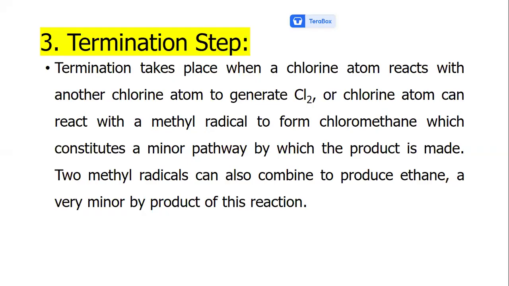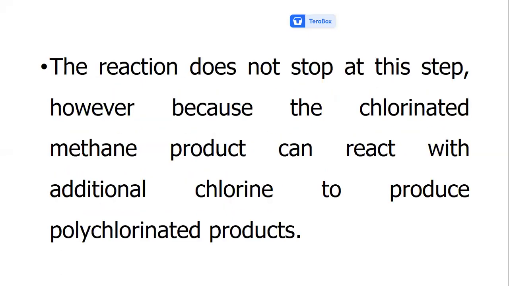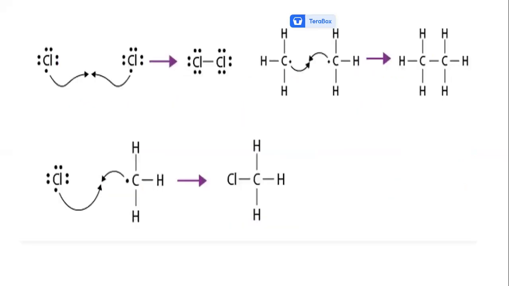Termination takes place when a chlorine atom reacts with another chlorine atom to generate chlorine, or a chlorine atom can react with a methyl radical to form chloromethane, which constitutes a minor pathway by which the product is made. The methyl radicals can also combine to produce ethane, a very minor byproduct of this reaction. The reaction does not stop at this step, however, because the chlorinated methane product can react with additional chlorine to produce polychlorinated products.